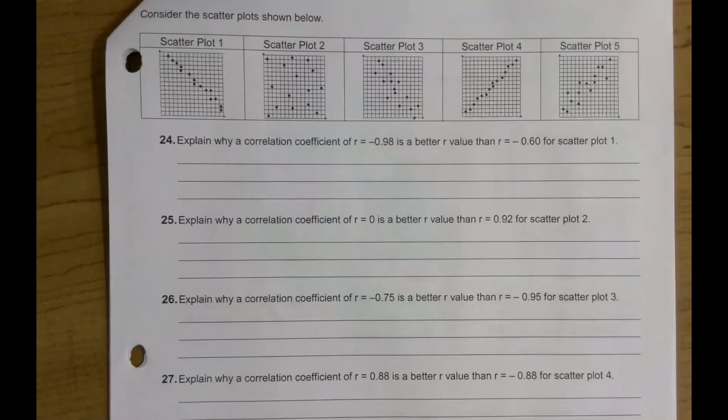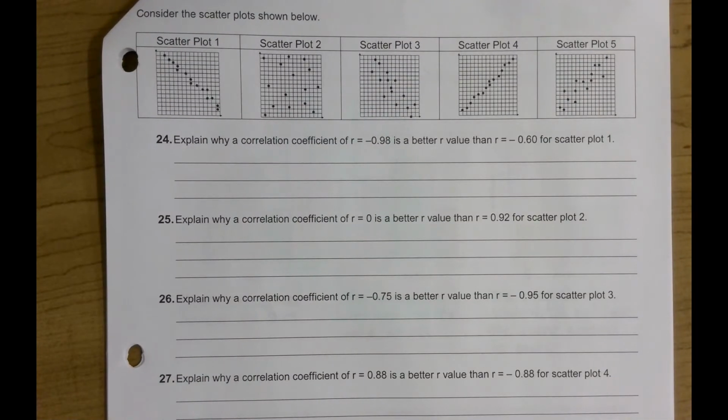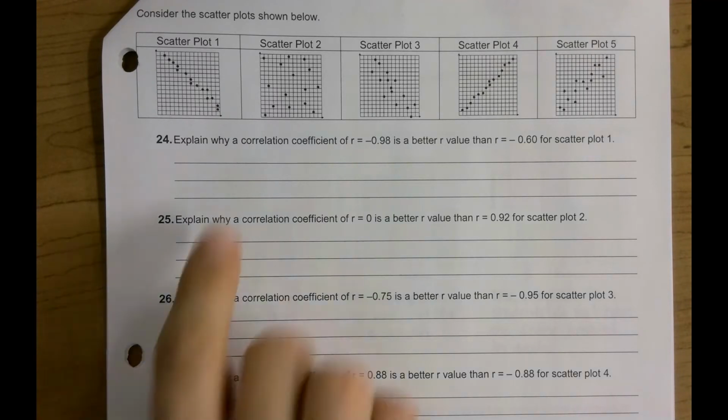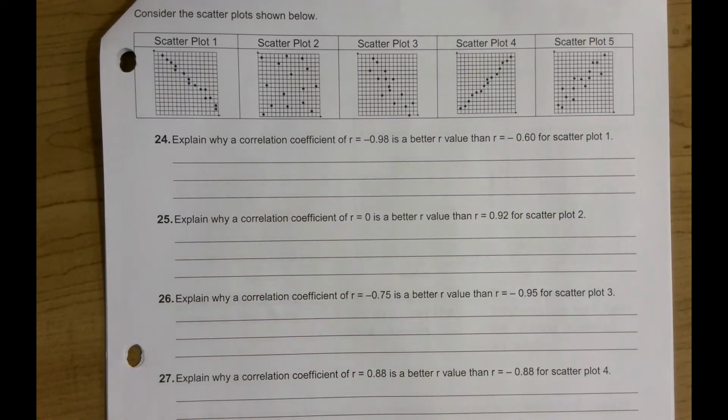Consider the scatter plots shown below. So we have 5 different scatter plots with different types of correlation. Explain why correlation coefficient of r equals negative 98 hundredths is a better r value than r equals negative 60 hundredths for scatter plot 1. Something that I was telling one of my students yesterday was, if these numbers are hard for you to interpret, maybe it will help to think of them as percentages.